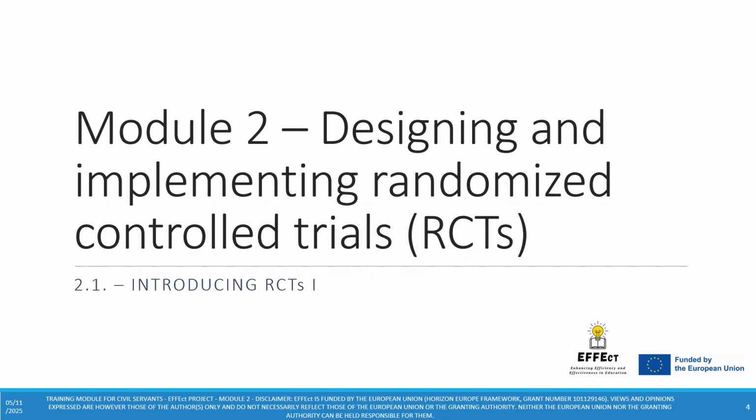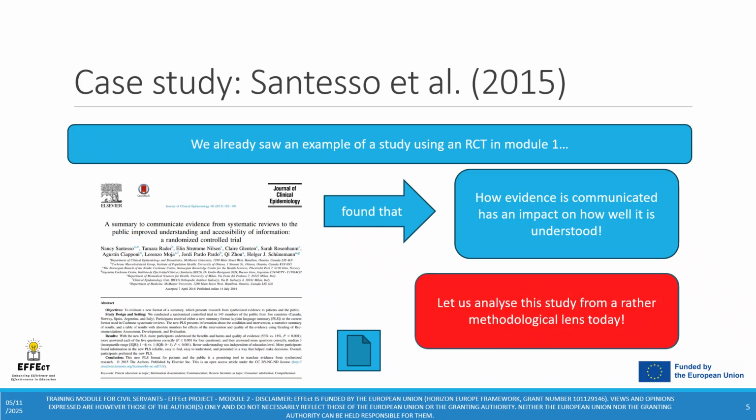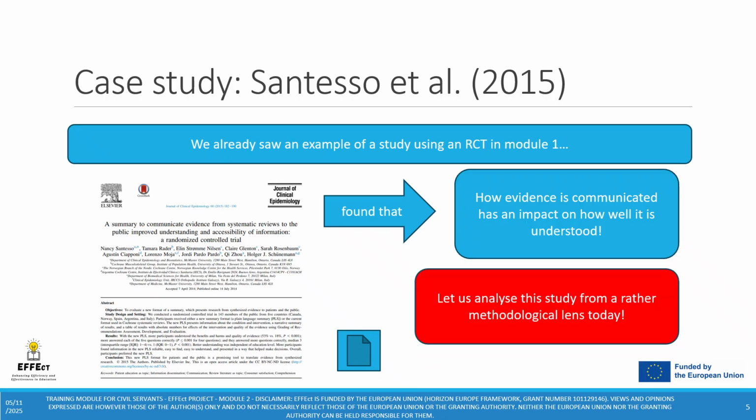Dear participants, welcome to submodule 2.1, in which we will start to introduce the concept of RCTs. We will introduce this concept via a case study that we already saw in module 1, which is the case study based on the article A Summary to Communicate Evidence from Systematic Reviews to the Public, Improved Understanding and Accessibility of Information, a Randomized Controlled Trial. Santesso and colleagues found that how evidence is communicated has an impact on how well it is understood. But today, rather than concentrating on their findings, we will analyze this study from a rather methodological lens.